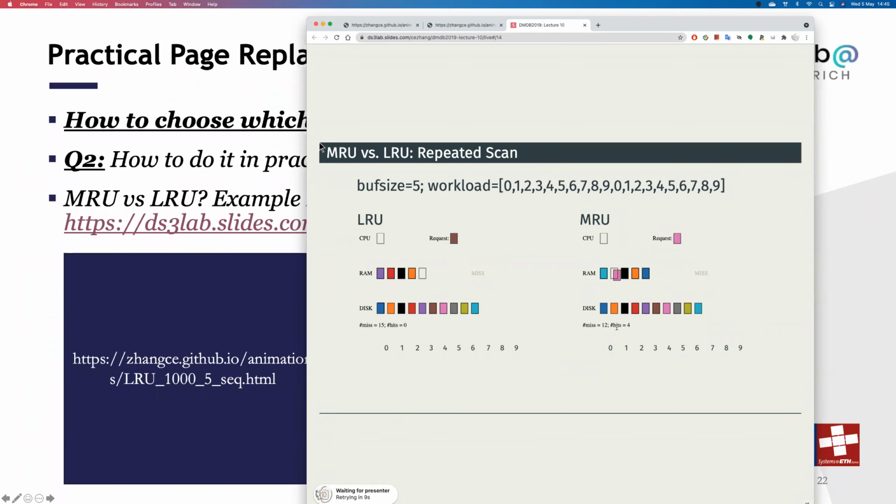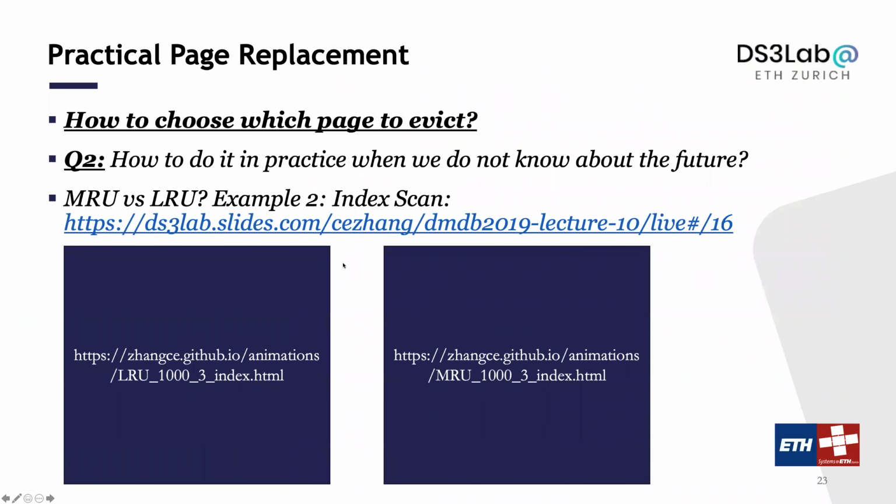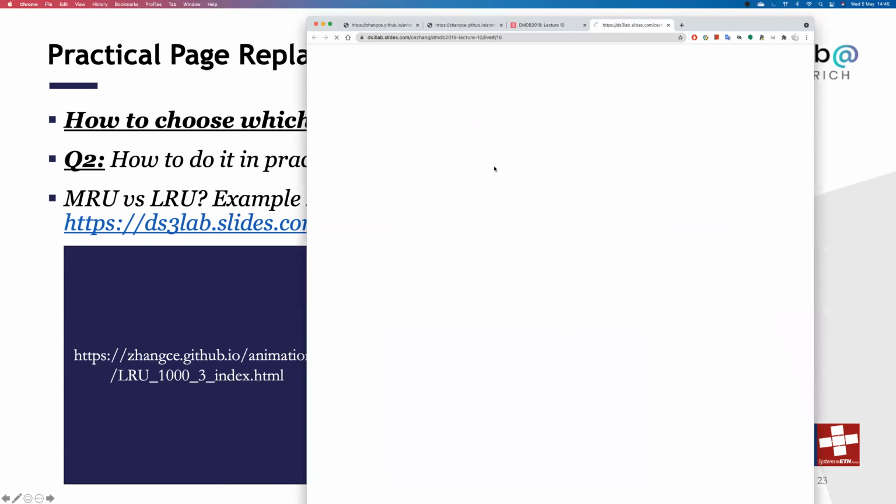Which is very simple to understand. On the other hand, there are workloads in which using LRU makes more sense compared with MRU. And this is another example.